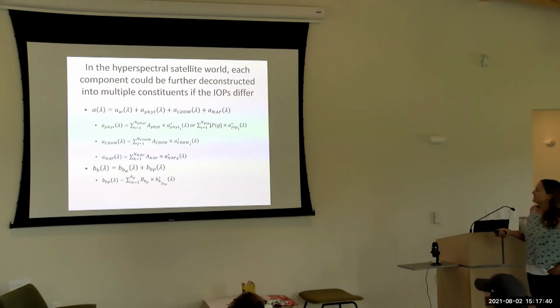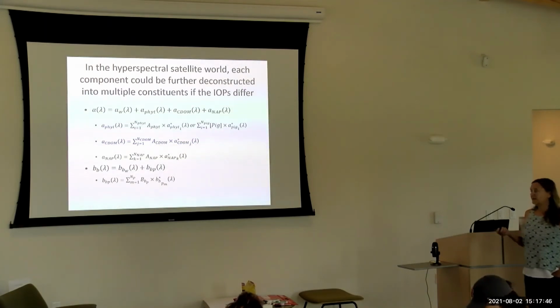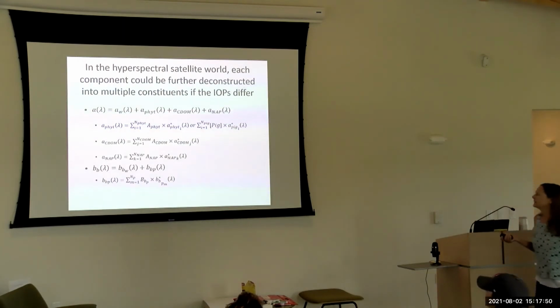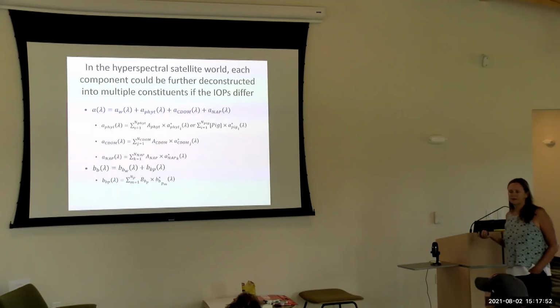And you can do the same thing with backscattering. You could have backscattering by different types of particulate matter, backscattering by different sizes of particles. So this becomes incredibly powerful, as long as you have enough wavelengths to be able to resolve all these unknowns.